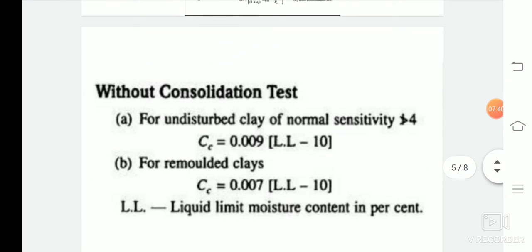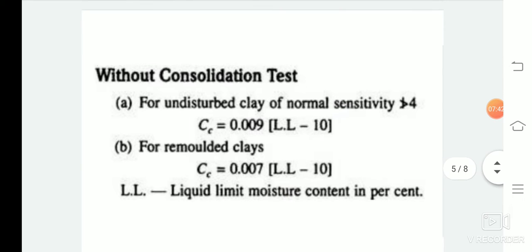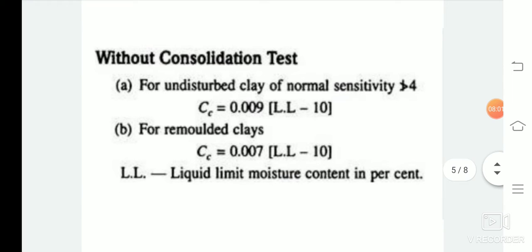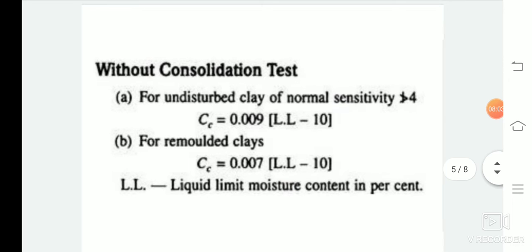Again, the value of the compression index can be obtained either from this graph or from some empirical formula. That is, without a consolidation test, we can also find the compression index. For undisturbed clay of normal sensitivity, Cc equals 0.009 (LL minus 10), where LL is the liquid limit of the soil. And for remolded clays, the value of Cc can be 0.007 (LL minus 10).